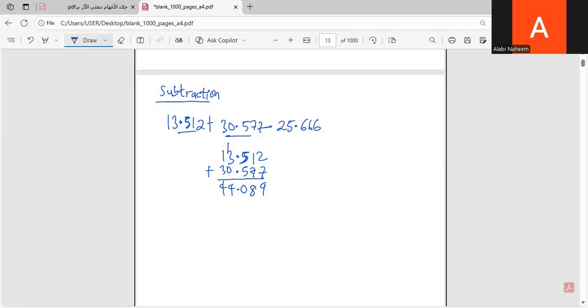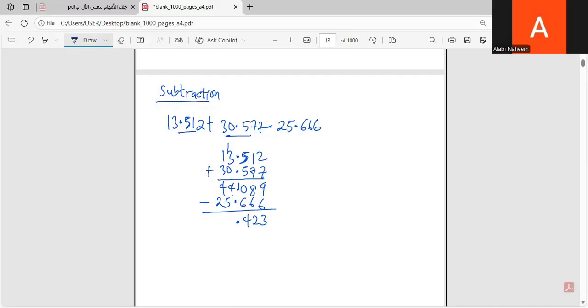So we can now subtract, right? So this is 25,666. So let's subtract. 9 minus 6 is 3. 8 minus 6 is 2. Now 0 minus 6 is not possible. So we can borrow 1 from 4 here. When you borrow 1 from 4 here, it becomes 10, right? 10 minus 6 is 4.